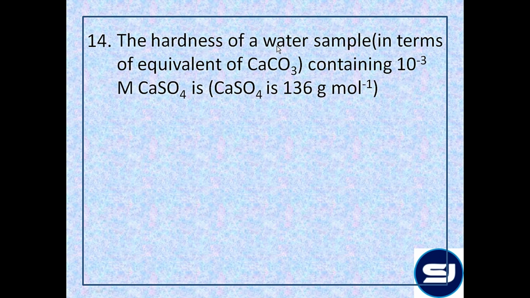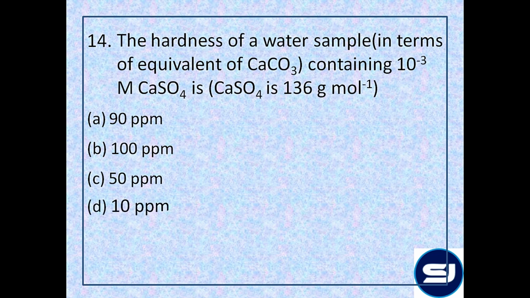The hardness of a water sample in terms of equivalents of CaCO3 containing 10 raised to minus 3 molar calcium sulfate is. Calcium sulfate molar mass is 136 gram per mole. So this is a question related to estimation of hardness of water. The options are 90 ppm, 100, 50 and 10. Let's look at the solution.